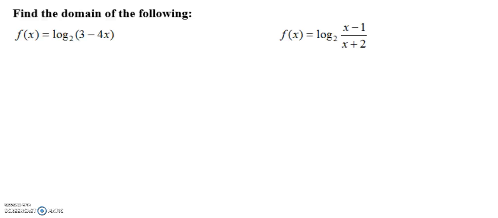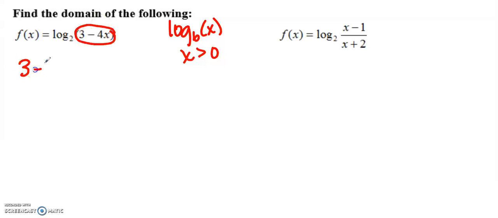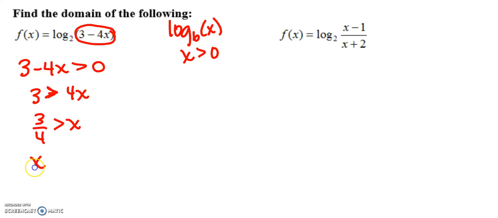All right, find the domain of the following. Well, we know the domain of a log function of just the parent, log base b of x, is that x has to be greater than 0. Well, that means that whatever's inside of our logarithm must be greater than 0. Kind of like when we had square roots, we could be greater than or equal to 0. So I'm going to solve 3 minus 4x greater than 0, which means that 3/4 is greater than x. You could also see that as x is less than 3/4. If you write that in interval notation, negative infinity to 3/4, not included.